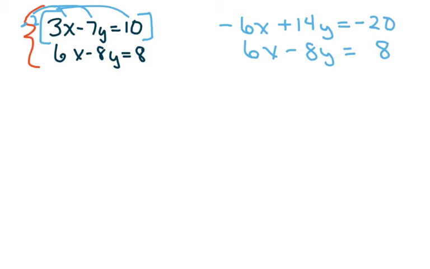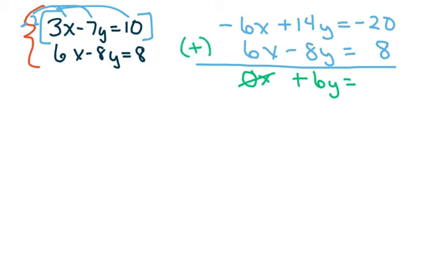And then I'm going to solve what's happening here. And the reason I multiplied by -2 is that when you combine these, -6x plus 6x gives you 0x, which is just 0. So we eliminated the x. Now, 14 minus 8 is 6. So we get 6y equals -20 plus 8, because you're adding. Remember, you're adding all of this. That gives you -12. So y equals -2. That was step 1.